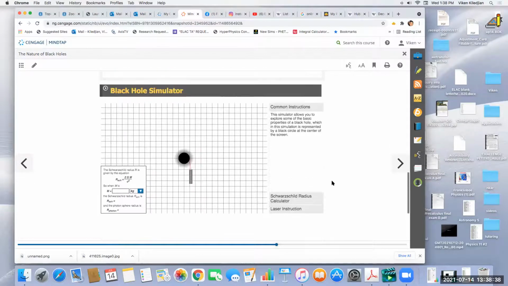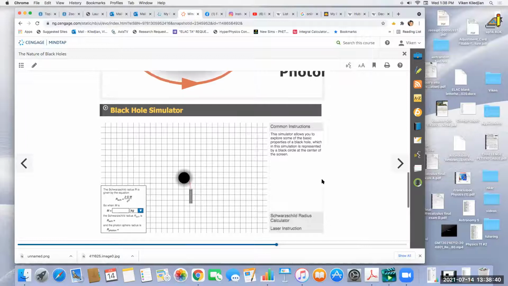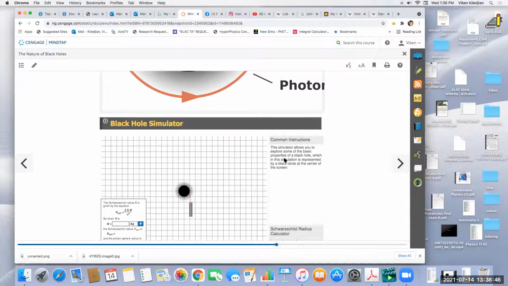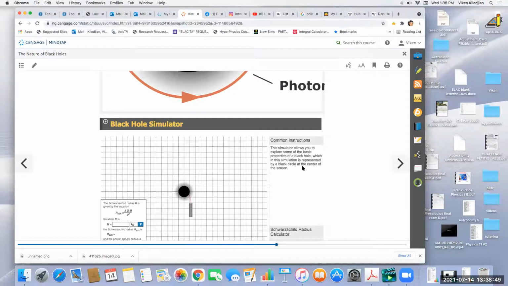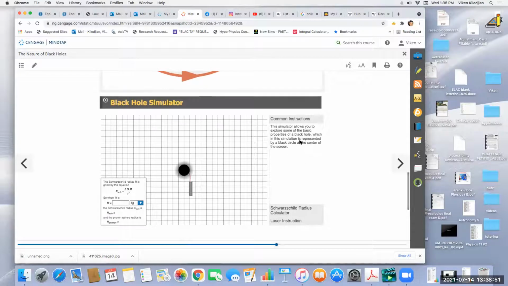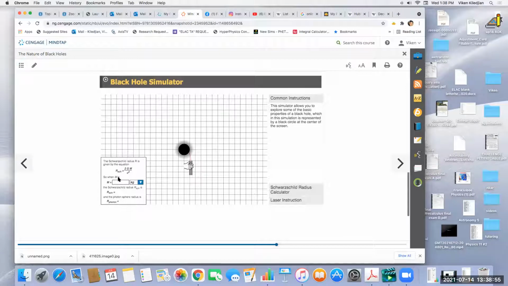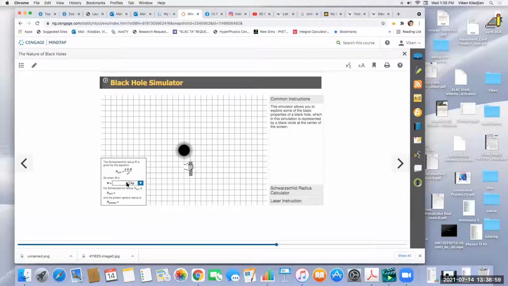Black hole simulator. Okay, so here's another equation then. The simulator allows you to explore some of the basic properties of a black hole, which in this simulation is represented by a black circle at the center of the screen. So then I'm going to say, so when the mass... you could put any mass for the black hole in kilograms.